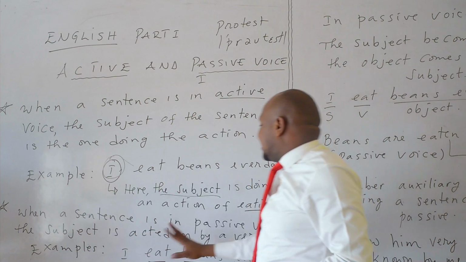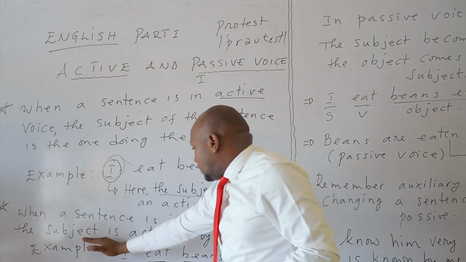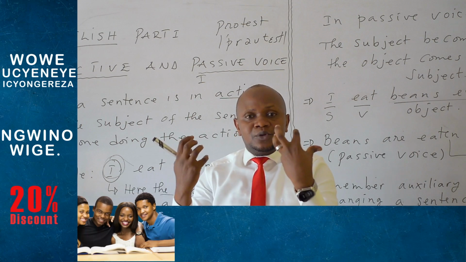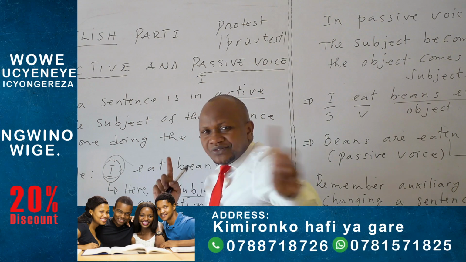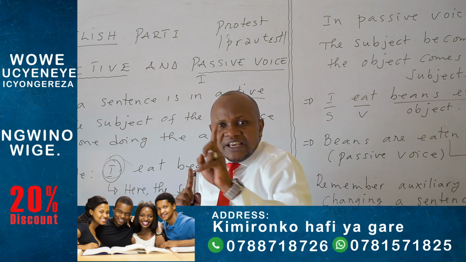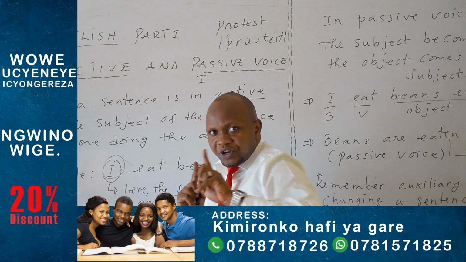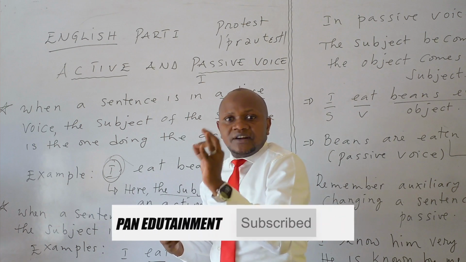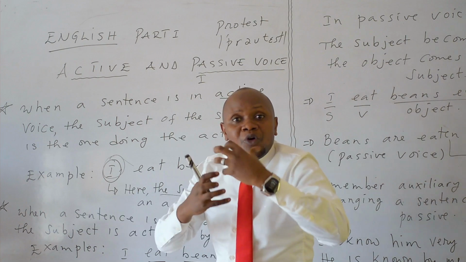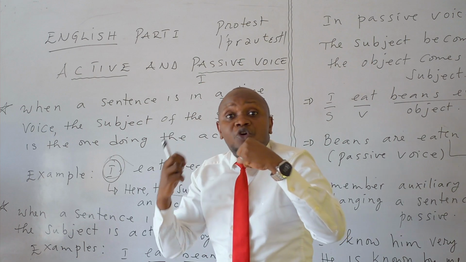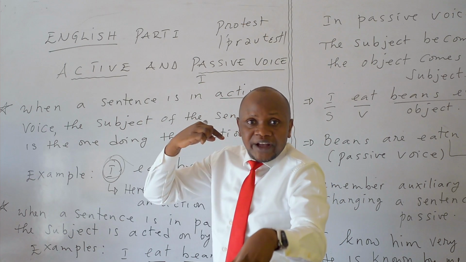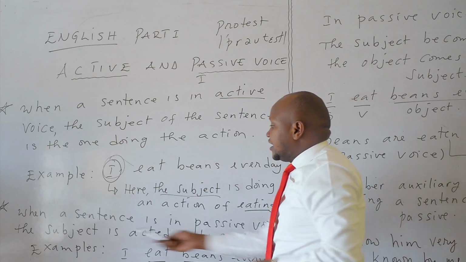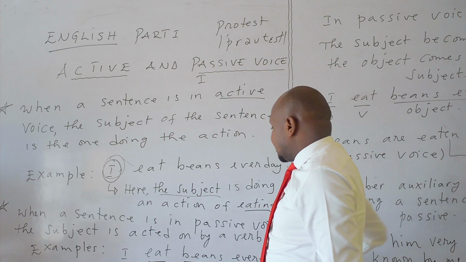But when a sentence is in a passive voice, the subject is acted on by a verb. This sentence is in passive. The subject is the one doing the action in active. She speaks English very well. She is the one doing the action. She speaks English very well. But when I say English is spoken by her very well, that is passive voice, where the subject is receiving the action. Yes, then here the subject is acted on by a verb. Examples. I eat beans every day.